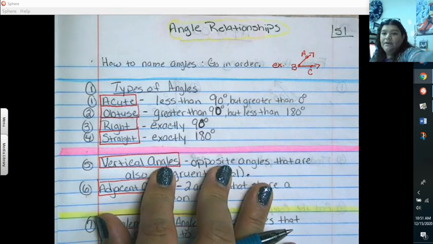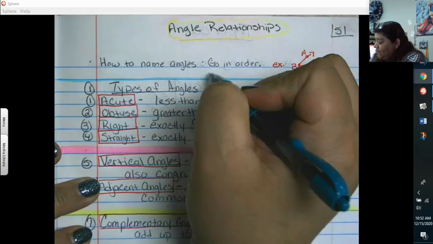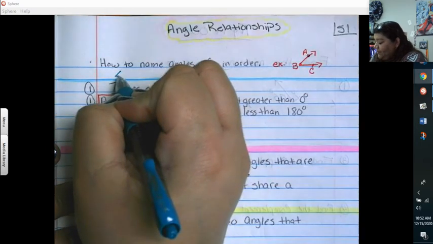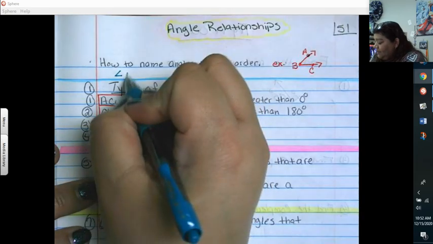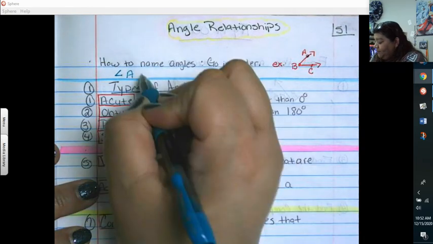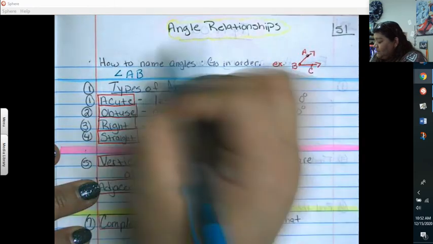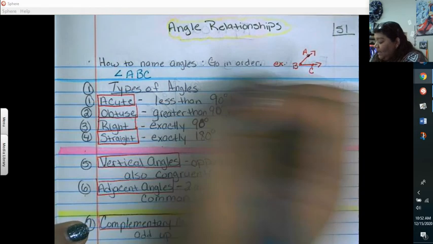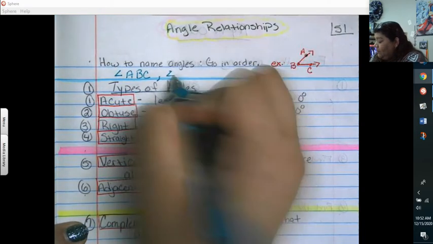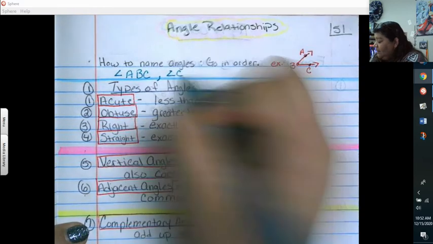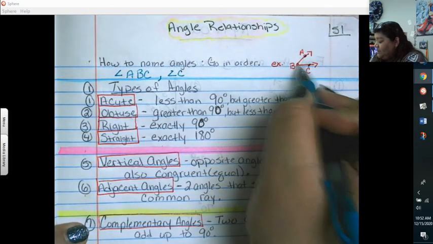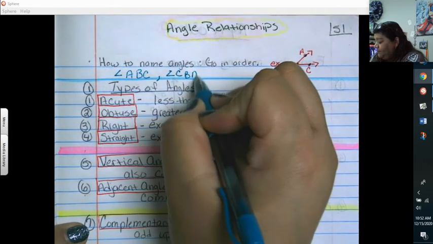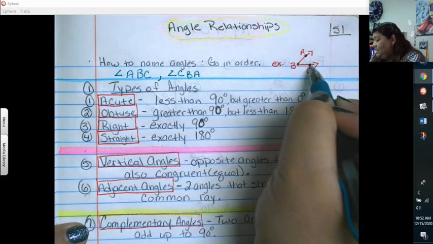Let me move this here. All right, so when I say go in order, I'm going to start with either A or C. So the symbol is an angle, and I'm going to start with letter A. Then it goes to point B. Then it goes to point C. So I can call this angle ABC, okay? I can go the other way, angle C. Then it can't go to A, but it can go to B. So C to B, and then finally to A. Okay, so I can call it CBA.